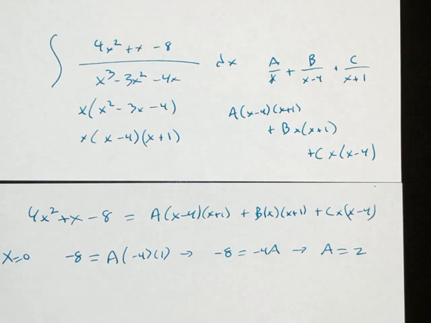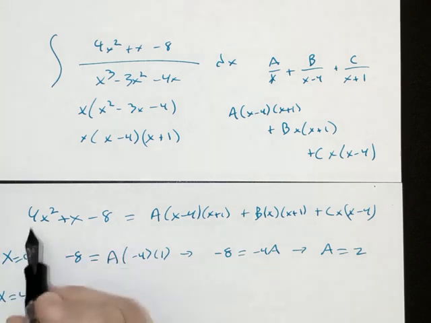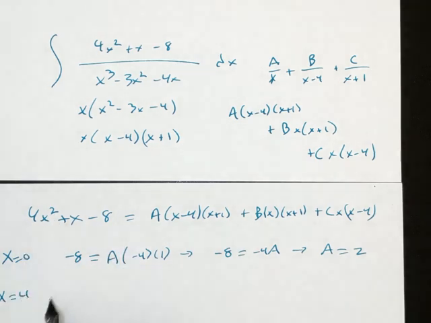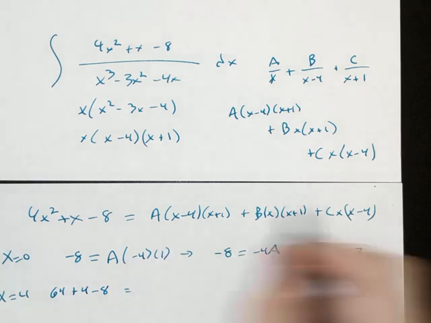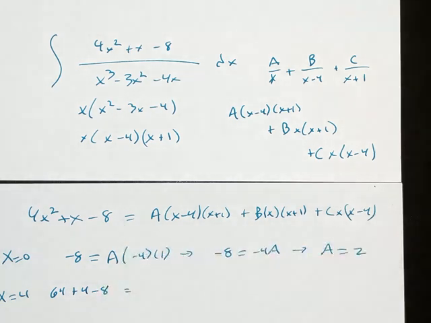When you plug in 4, well, on this side, you're going to get 4 times 4 squared, that's 64, plus 4 minus 8. And on this side, what's going to happen?